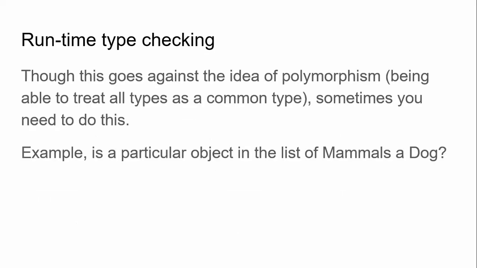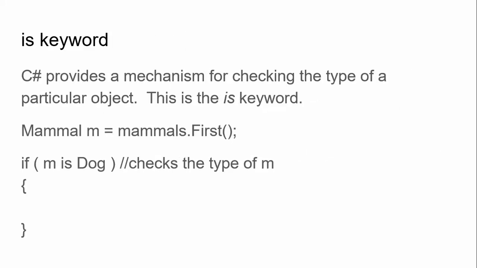Okay, so we've already done runtime type checking. You can test at runtime whether something is part of a hierarchy or not. You can test what type of object it is. If somebody gives you an object, you can test: is it a dog? Is it a mammal? That's the is keyword, right? You can type check at runtime.